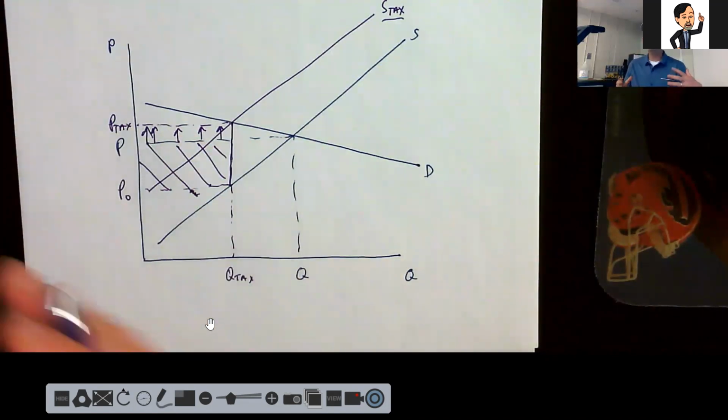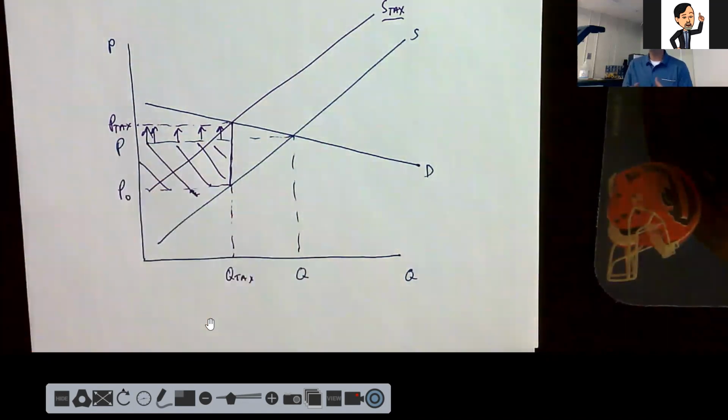So if you try to raise the price too much, you're just going to drive your customers away. So in that case, the producer is going to pick up the tax burden because they can't really pass it along. It's why we don't tax things like Skittles very high.